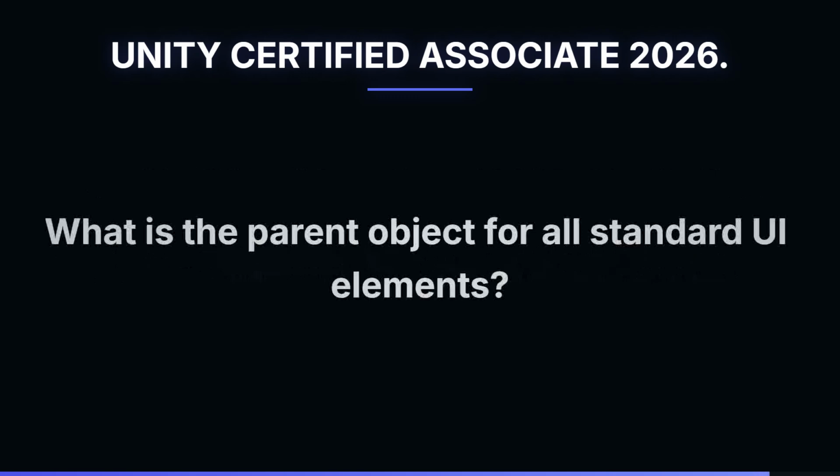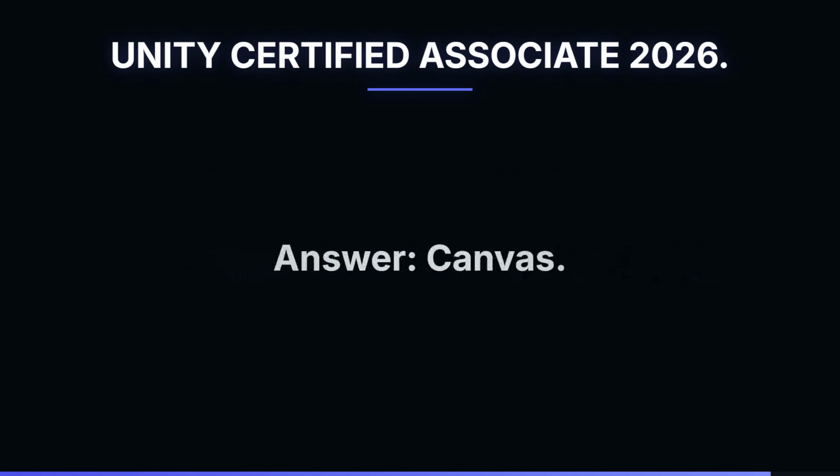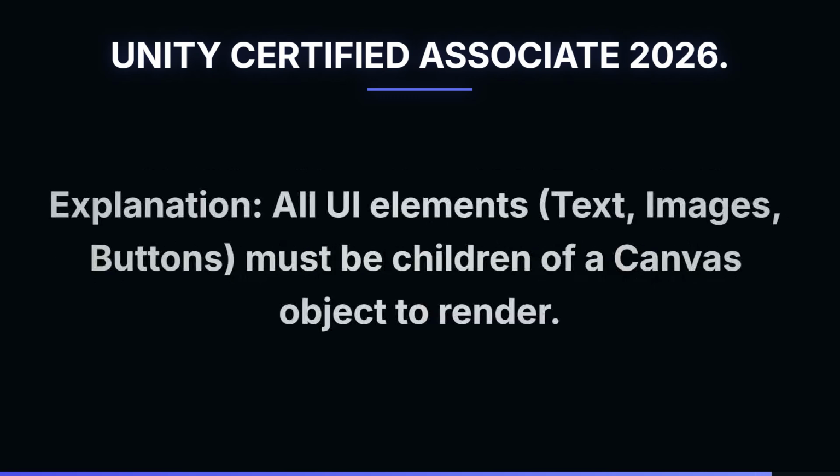6. What is the parent object for all standard UI elements? Answer: canvas. Explanation: all UI elements, text, images, buttons, must be children of a canvas object to render.